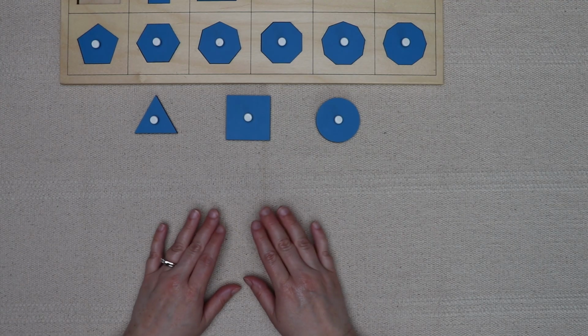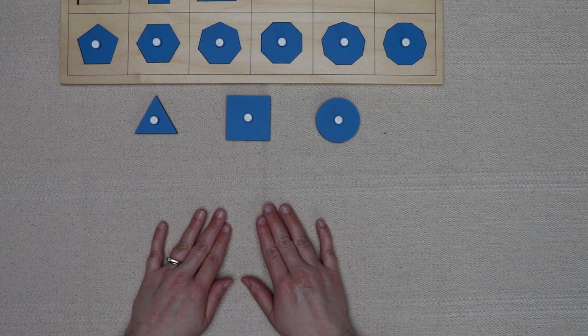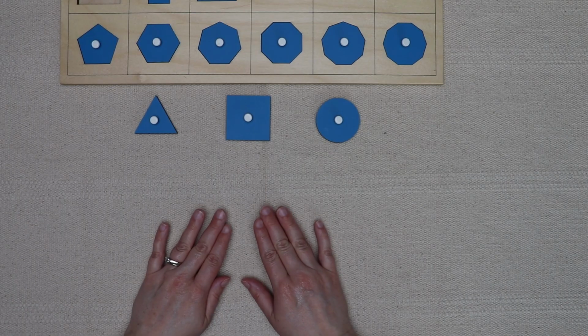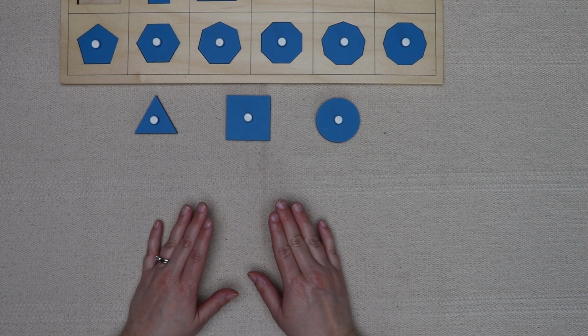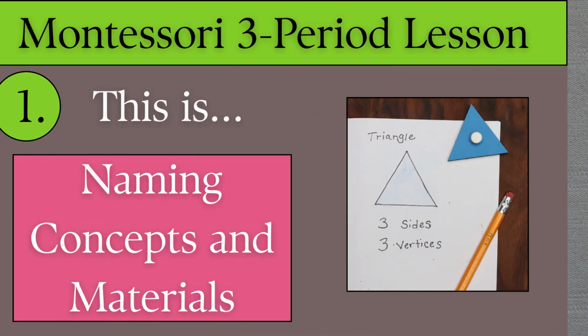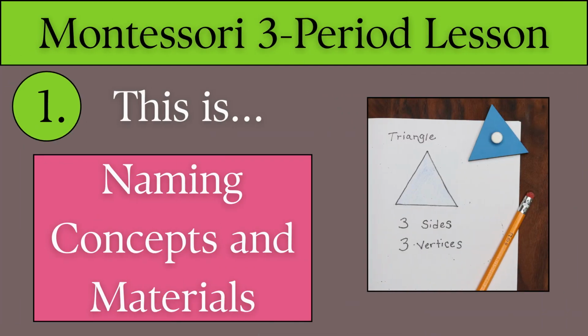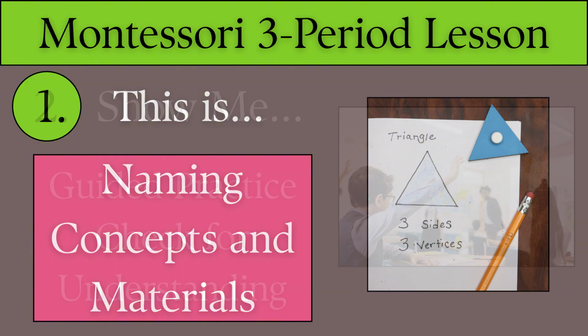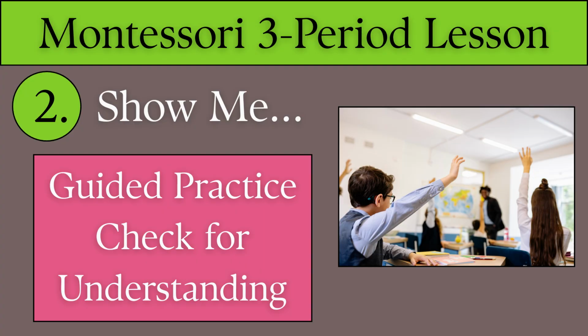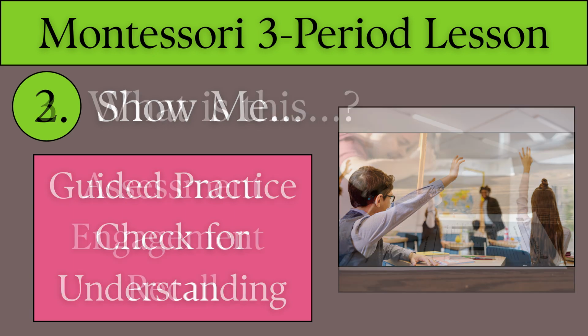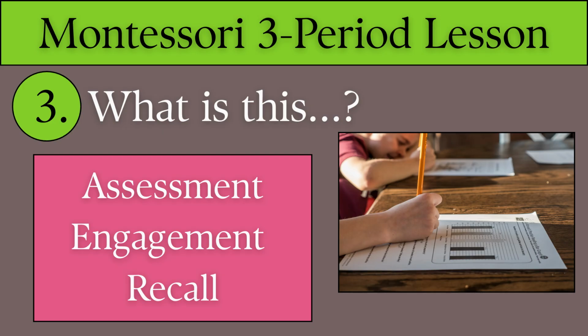We are going to present this lesson in the context of a Montessori 3-period lesson. The 3 periods or phases of the lesson are: this is the explicit teaching of the concept and the introduction and naming of the materials. Show me, the guided practice step where children show they understand by answering questions and engaging during the lesson. And finally, what is this? The immediate assessment where children demonstrate proficient process or recall.